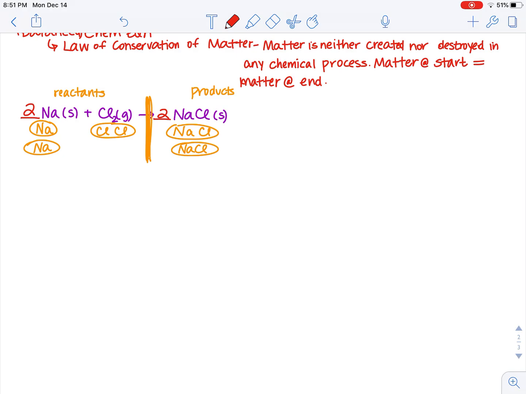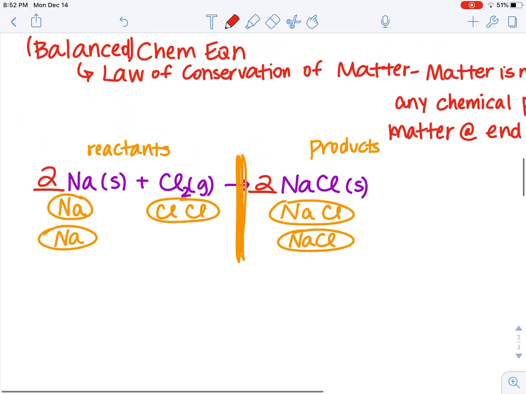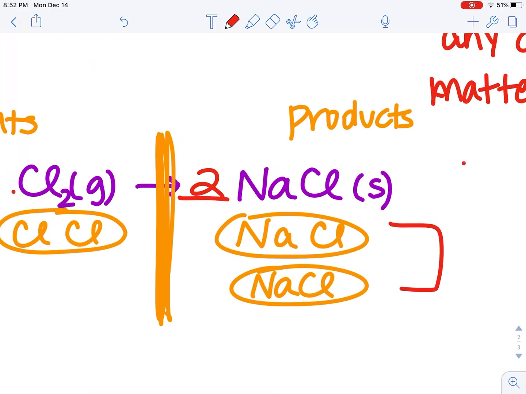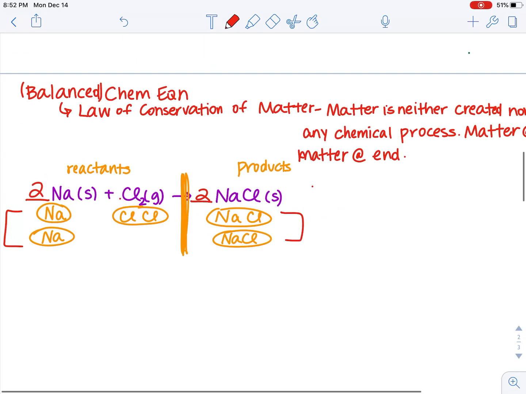Note when I say this is now a balanced reaction, it does not mean that I'm summing up the coefficients, right? 2 plus 1 is 3, and then there's 2 on the product side. That's not balanced because that's not what I'm balancing. I'm trying to balance the atoms that are involved in this chemical reaction. And I say that loosely. I know that sodium chloride is really ions. It's just easier to say atoms when I'm talking about balancing.